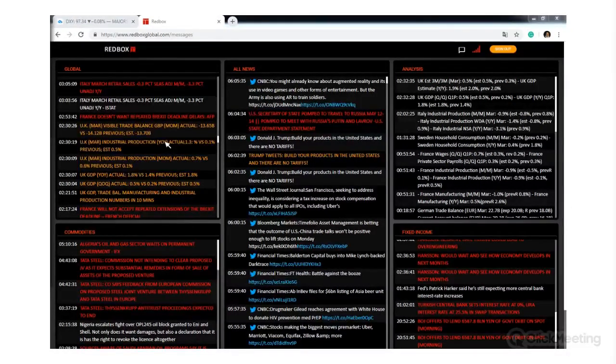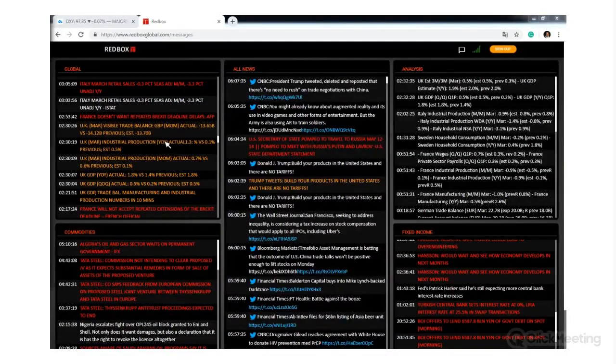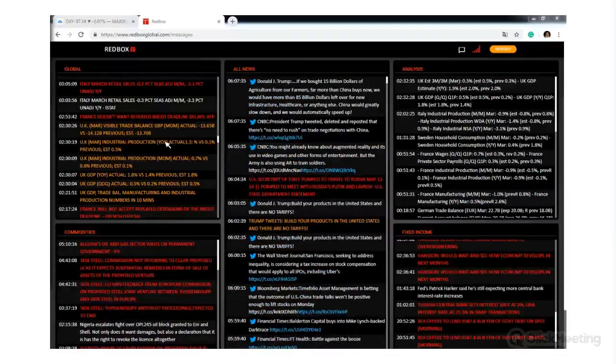And the trade balance, the actual was minus 13.65 billion versus minus 14.12 billion, with an estimate of minus 13.70 billion. So of course, good trade balance numbers, because it improved from minus 14.12 billion to minus 13.65 billion. So overall, great numbers coming out of the UK.